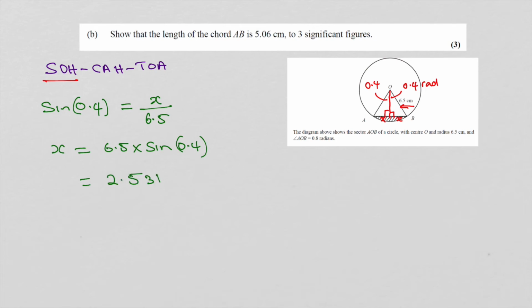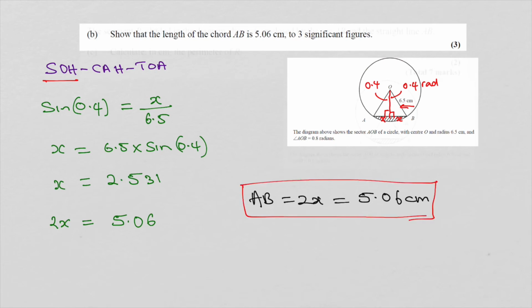2.531. That's x, but we want 2x, so it's 2.531 times 2, which is 5.06. Therefore AB equals 2x, which equals 5.06 centimeters. And that's the distance we're looking for.